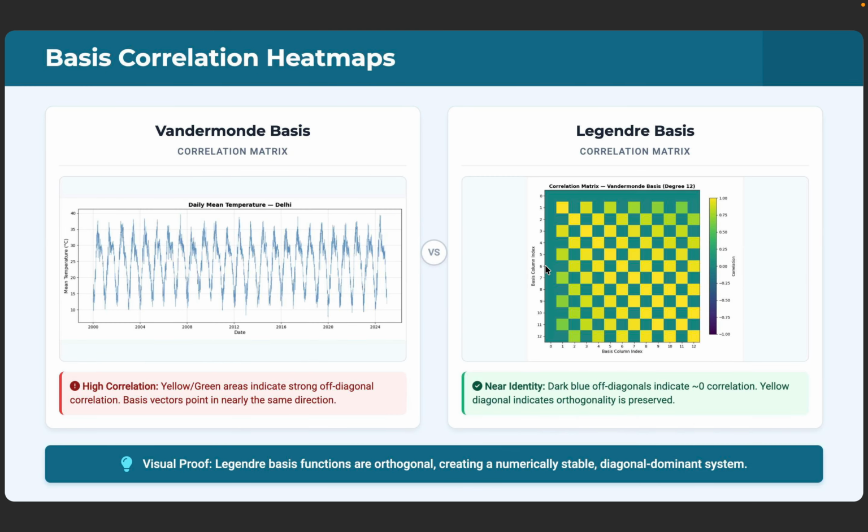In this slide, we will talk about basis correlation heat maps. These heat maps visualize correlation between basis functions. The Vandermonde basis shows strong off-diagonal correlation, meaning high dependence. The Legendre basis shows a near diagonal pattern indicating orthogonality. This explains the difference in conditioning.